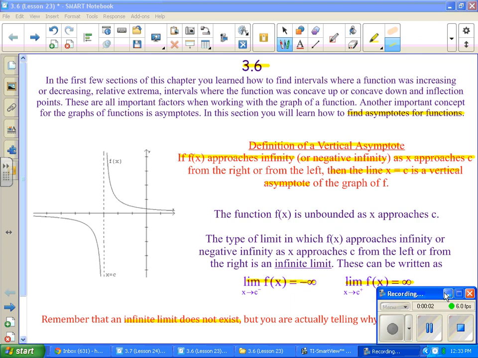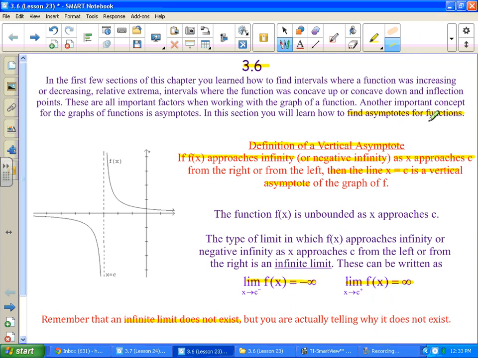All right, this section here is on finding asymptotes for functions. So if you remember, a vertical asymptote is like this dotted line here. The graph could approach it and get very close to it, but does it ever touch a vertical asymptote? No. It could approach it from the left and maybe go down to negative infinity, and approach it from the right and go to positive infinity. If it doesn't touch that line there, that's going to be a vertical asymptote.